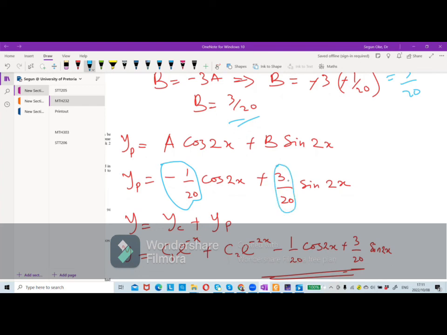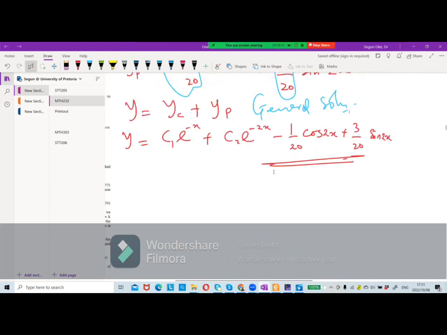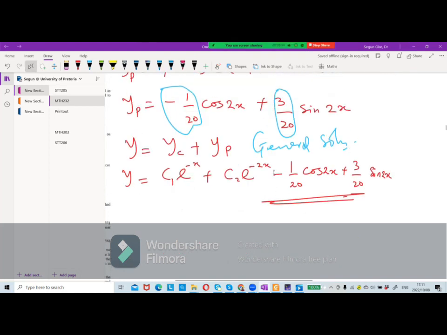So the general solution, which we all know, is C1 exponential minus x plus C2 exponential negative 2x, minus 1 over 20 cos 2x plus 3 over 20 sine 2x. So at the end of the day, we have this general solution to be this.